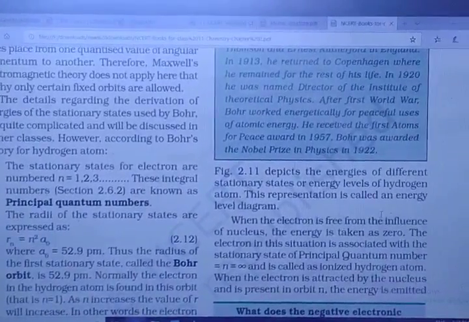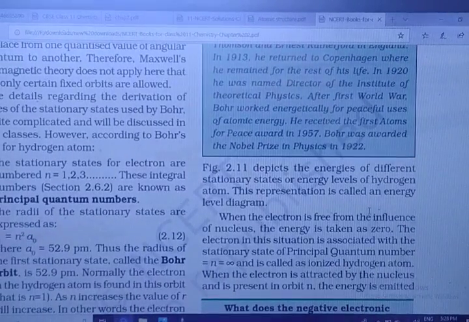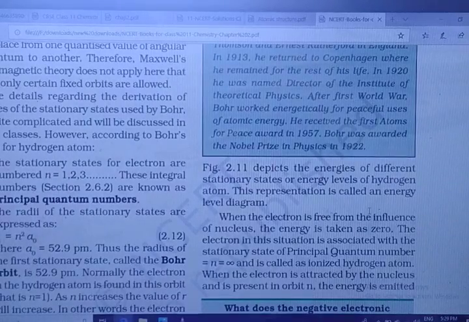Now just suppose the electron is free from the influence of the nucleus, means the electron is not bound to the nucleus, what will happen? The electron energy is taken as 0, and the electron in this situation is associated with the stationary state of principal quantum number n is equal to infinity, because it is not bound. So if n is equal to infinity, then it is known as an ionized hydrogen atom.